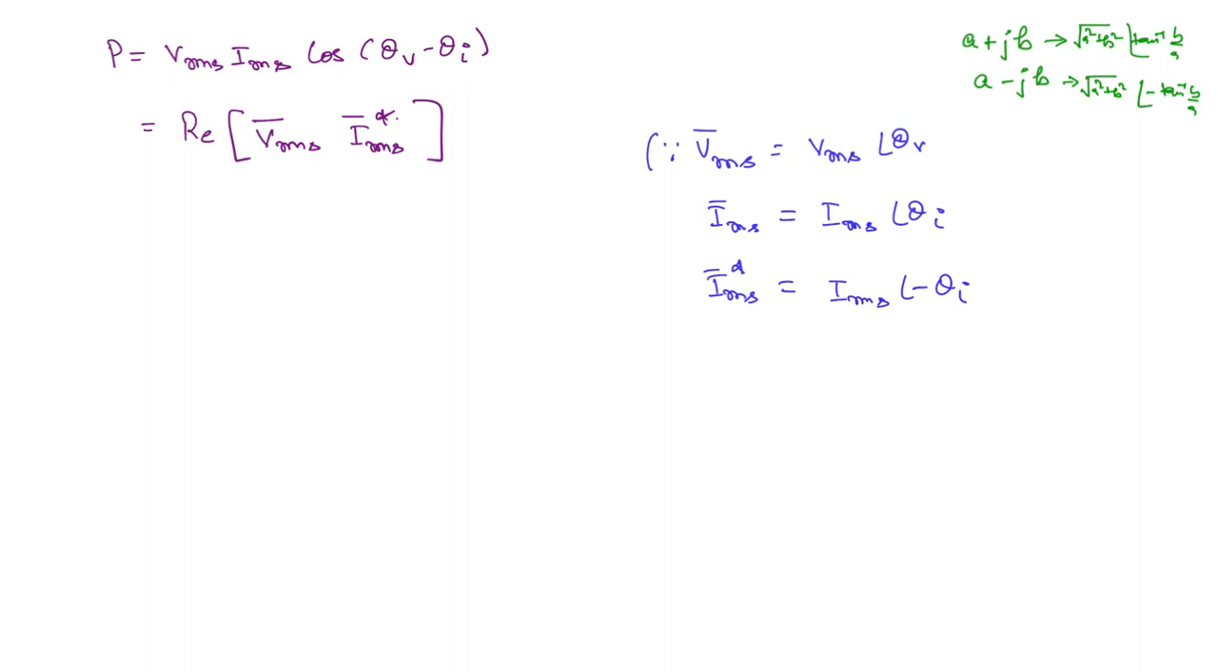Okay, so what we have here is V RMS I RMS conjugate. So what will it be if you multiply this and this? V RMS I RMS angle (theta V minus theta I). Then what will be the real part of that? Cos(theta V minus theta I). Okay, so this is how we are representing the average power. This is called the average power or also the real power.